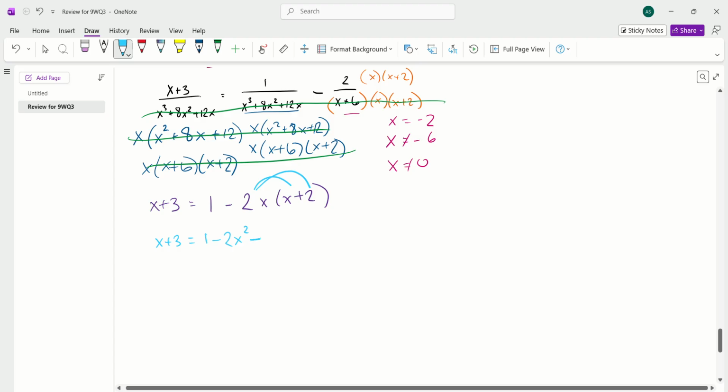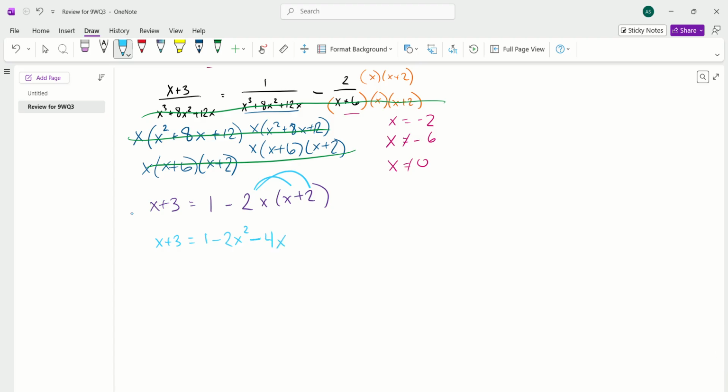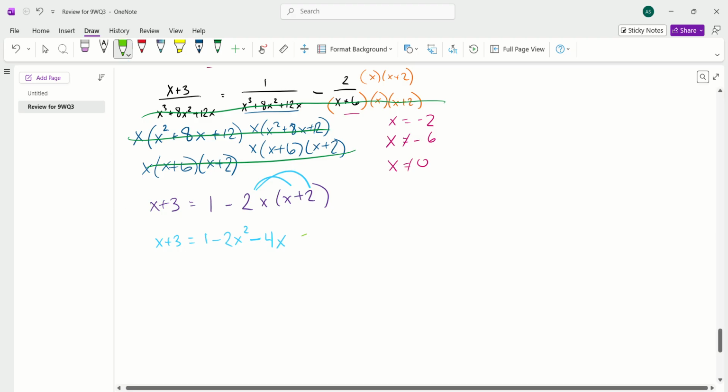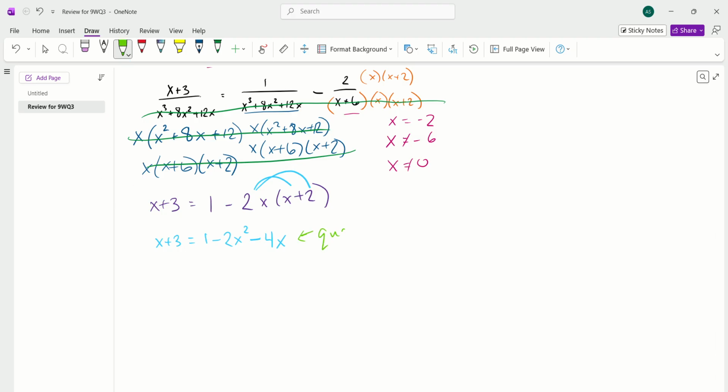-2x squared minus 4x. Now you're going to look and think, what type of equation is this? And you would get, sure enough, it's a quadratic, so it must equal 0. So I need to get rid of this x and this 3. What I do to one side, I have to do to the other. Be very careful that you're lining up your like terms. 3 is a number, so it's going to go up under the other number. x is an x, so it's going to go under the other plain old x.